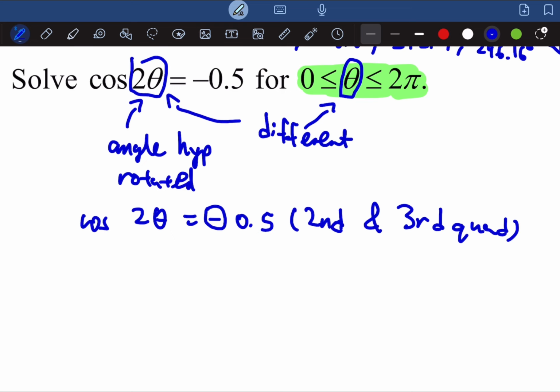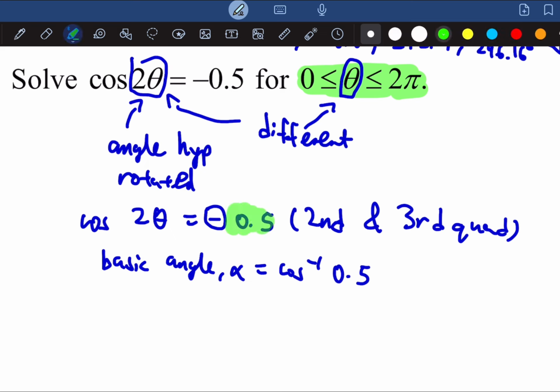Because, if you recall, for this case, basic angle alpha equals cosine inverse 0.5. Because we are using this 0.5 and taking inverse cosine, that will be the basic angle for 2 theta. Okay. And take note, the negative sign won't be used in finding the basic angle. The sign is just to inform us which quadrant the hypo is in.